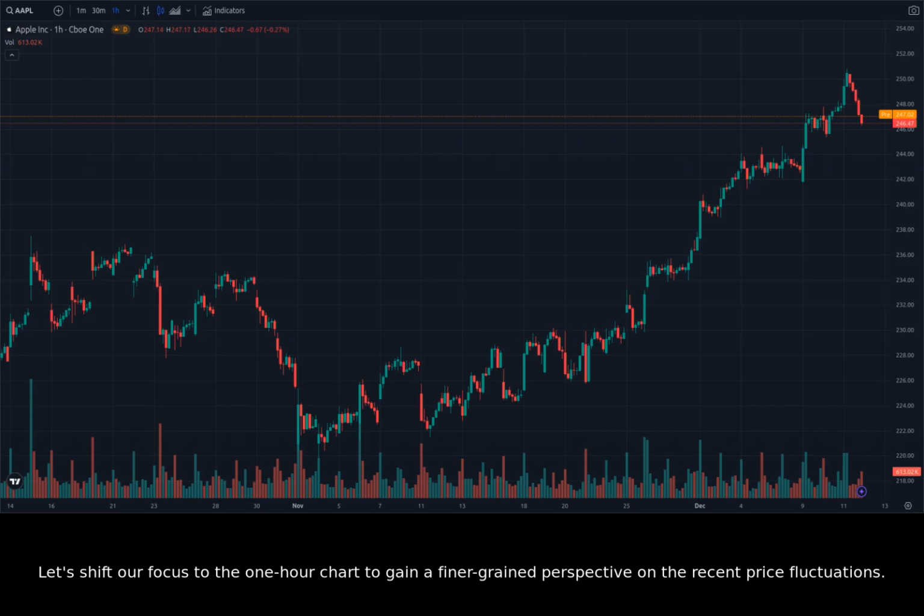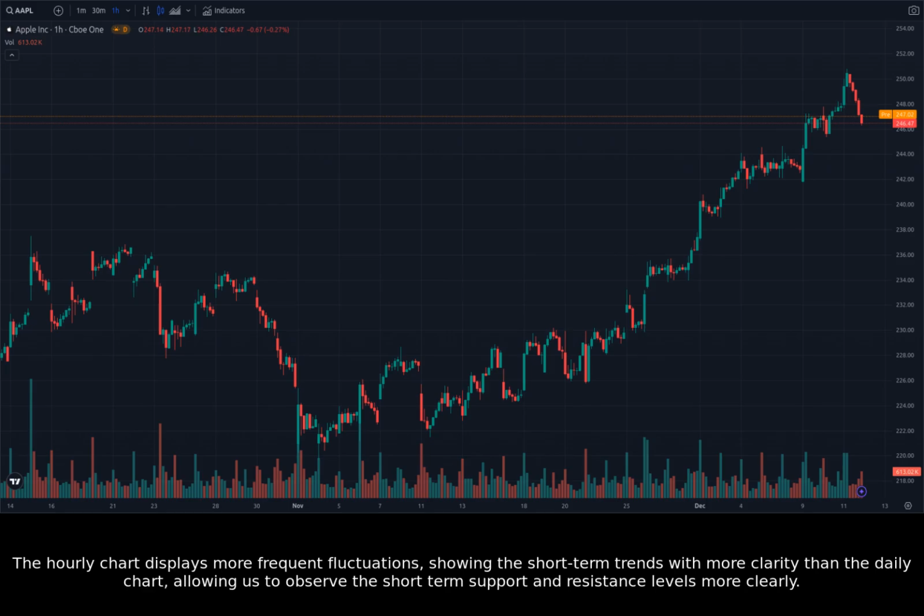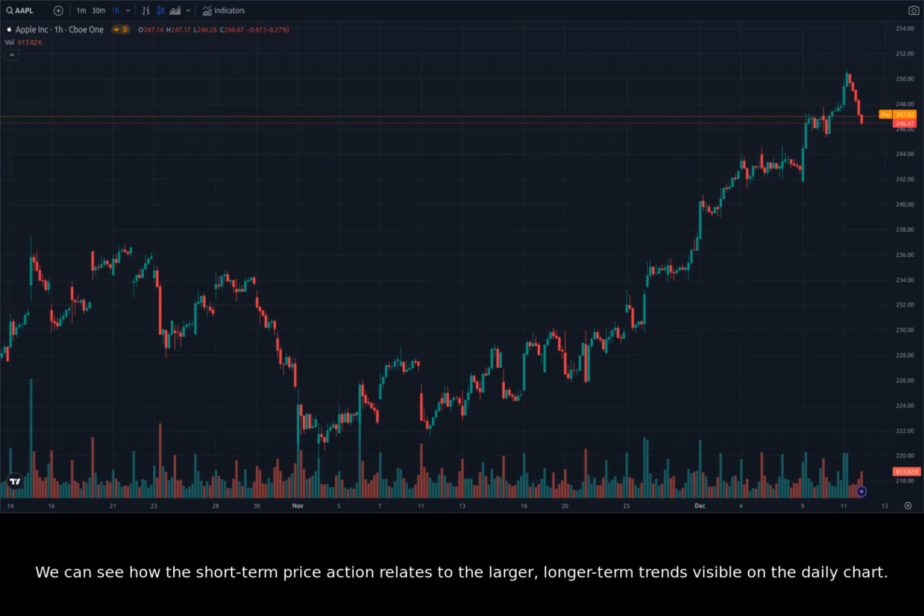Let's shift our focus to the 1-hour chart to gain a finer-grained perspective on the recent price fluctuations. The hourly chart displays more frequent fluctuations, showing the short-term trends with more clarity than the daily chart, allowing us to observe the short-term support and resistance levels more clearly. We can see how the short-term price action relates to the larger, longer-term trends visible on the daily chart.